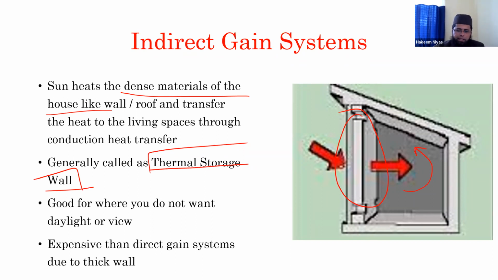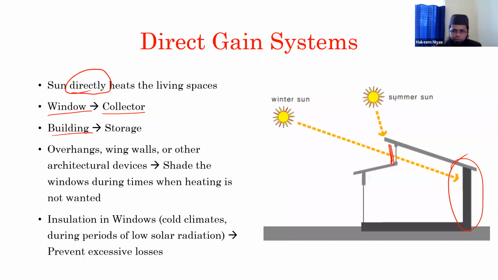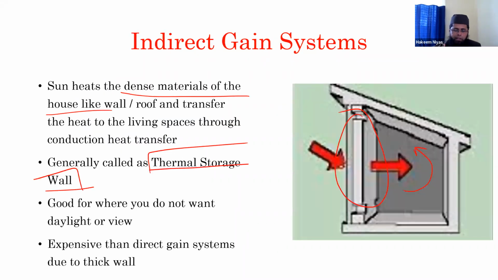But this is slightly expensive because a huge amount of material is invested. But you can see here, there is just a window being the receiver. So the glass is the receiver, and that is much cheaper when you compare it with the thick concrete.